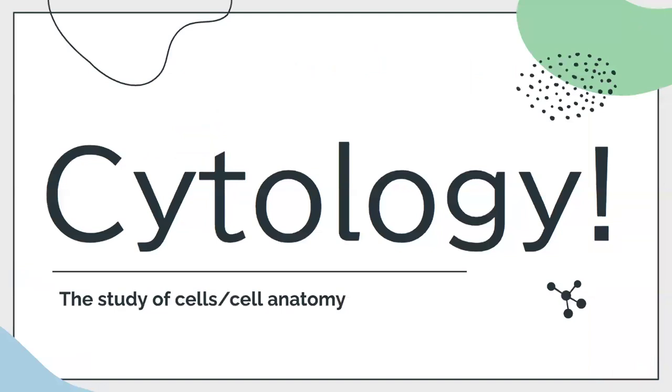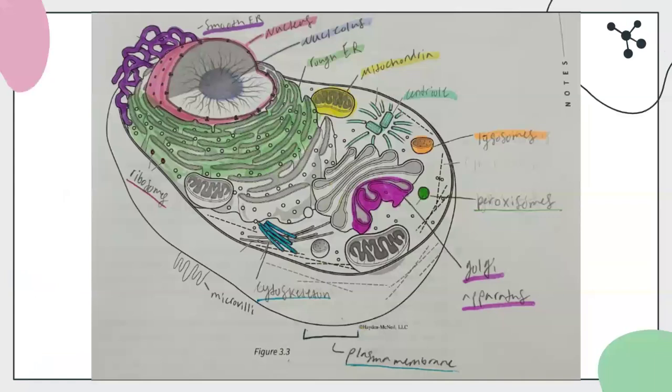Now we're getting into more of the cytology portion. And again, cytology is the study of cells or cell anatomy. Over here, we have a diagram of a basic cell and everything that would be included within it. Here we have your smooth endoplasmic reticulum, or the smooth ER. In the center, this pink portion is your nucleus. And within the nucleus, in this light blue, it houses the nucleolus.